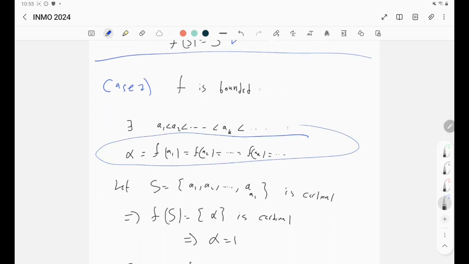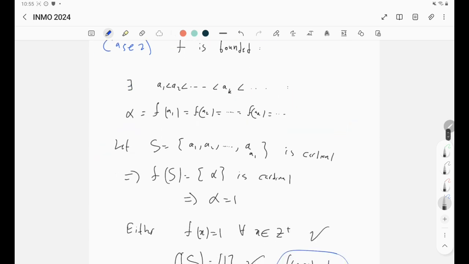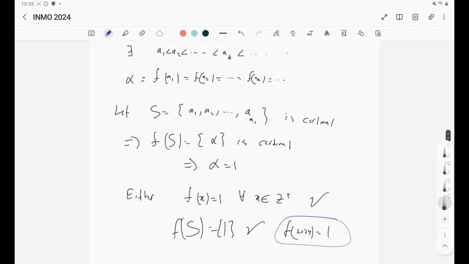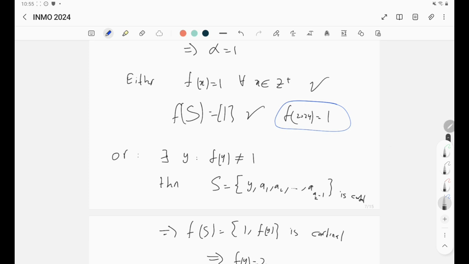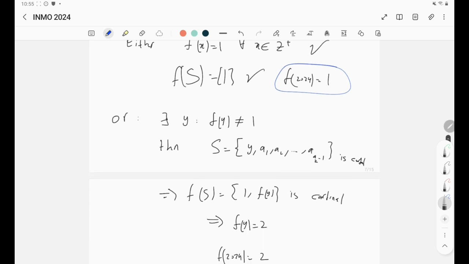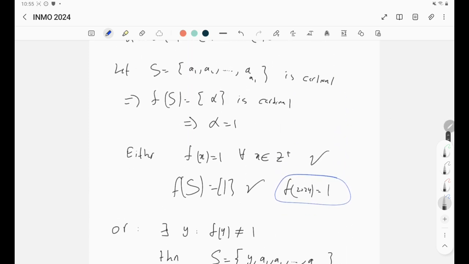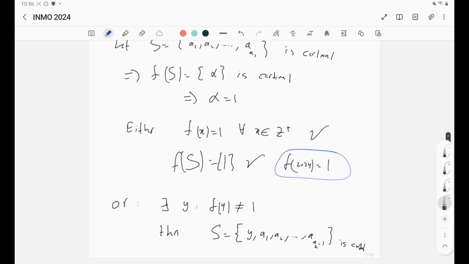We simply took an infinite chain, and then we just picked the numbers in this chain. We got that in this chain, all of the values should be 1. All of the images should be 1, and hence immediately it gave us that f of 2024 is 1. So we move to the other case. Actually we have 2 cases. Either f is 1 for all of them or not.